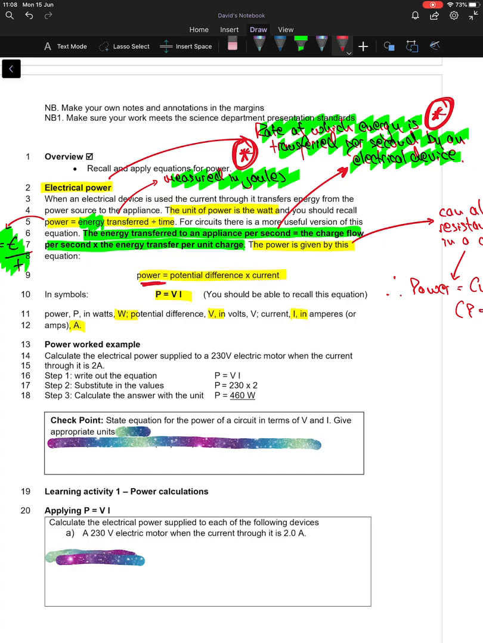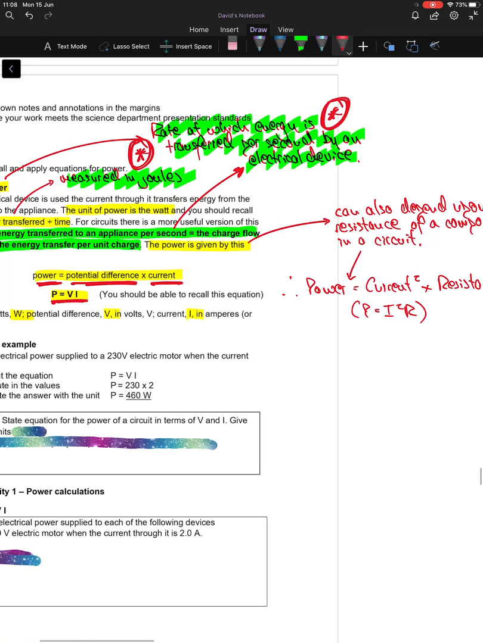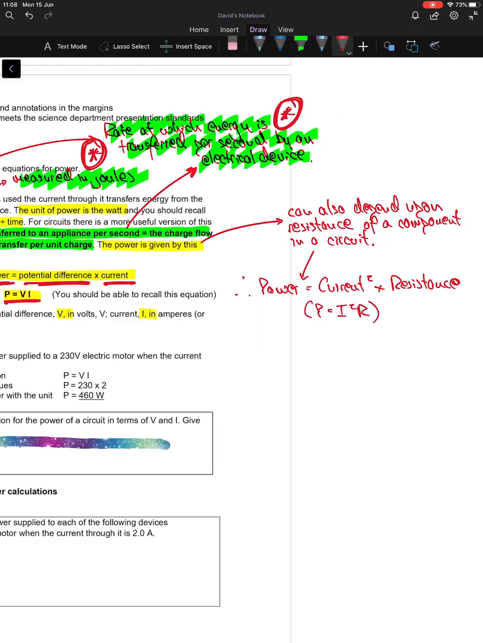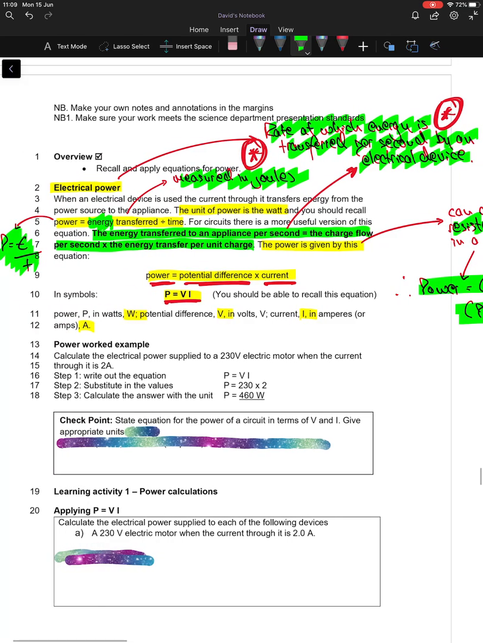Now, the power equation is given by power equals potential difference times current, or P equals VI, okay? Now, we will come on to this later, but you can make a note of it now, in that power can also depend on the resistance of a component in a circuit, so how easily current can flow through it. And there's a second equation that we'll come to later, that power equals current squared times resistance, or P equals I squared times R. But for now, we're just going to concentrate on this one. So make sure you've made a note of all those annotations. Pause the video where you need to.